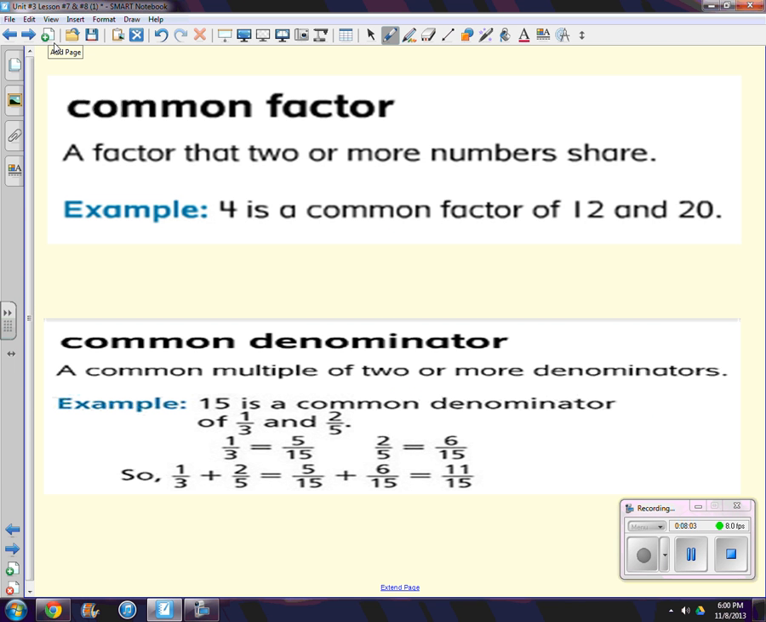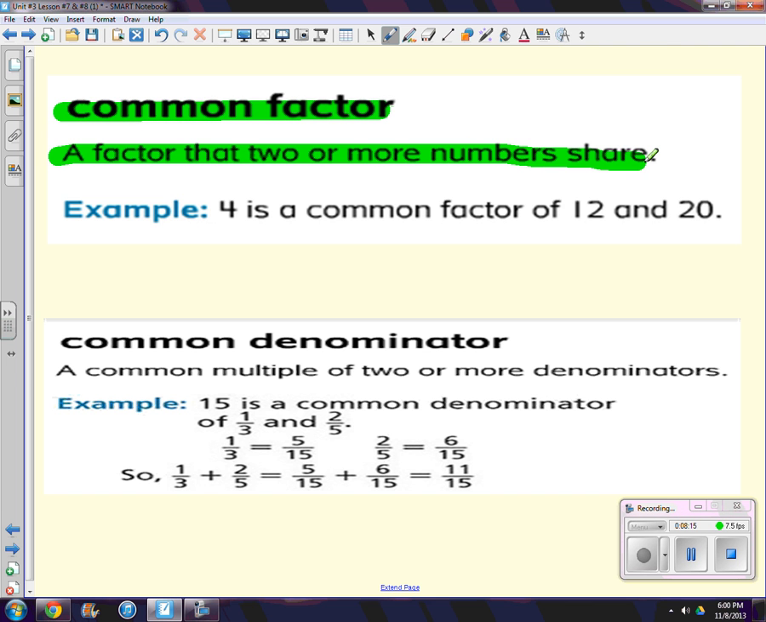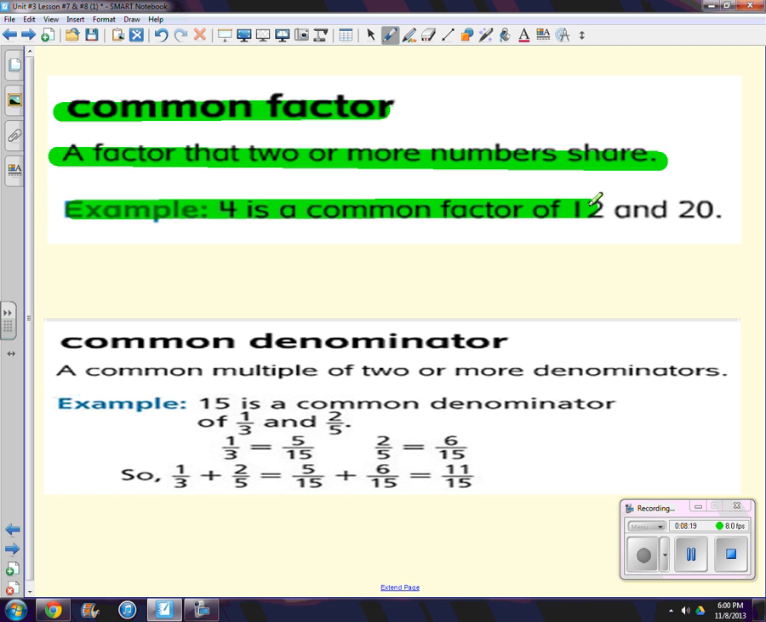Common factor, a factor that 2 or more numbers share. So let's go ahead and copy that into your black notebook. Common factor, a factor that 2 or more numbers share, and then this is important here. 4 is the common factor of 12 and 20. So now we're not talking about multiples, we're talking about factors. Okay?